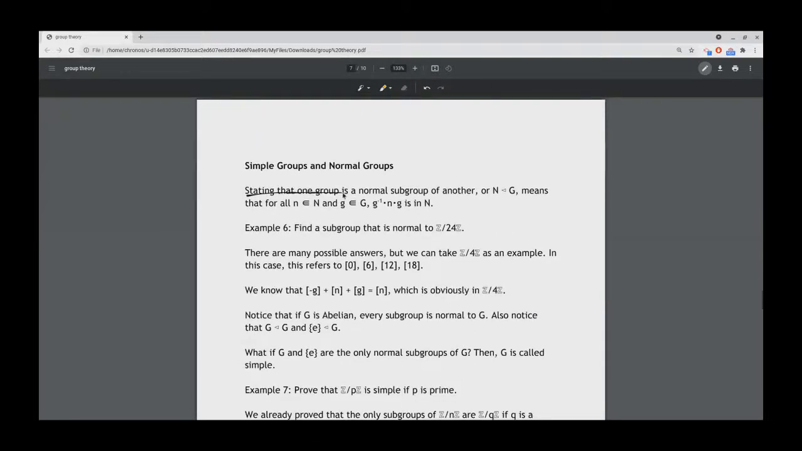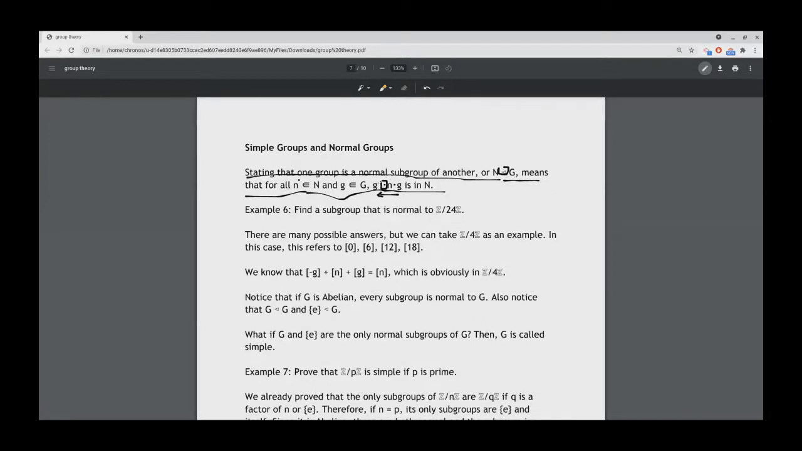Stating that N is a normal subgroup of G, written N ⊲ G, means that for all n in N and g in G, g⁻¹ n g is in N. Just to clarify, remember that multiplication is right to left, so g comes first, then n, and then the inverse of g. Also remember that this isn't just multiplication in the standard sense, like 2 times 4 is 8. It's more of a composition thing, like what you would see in composition of functions.